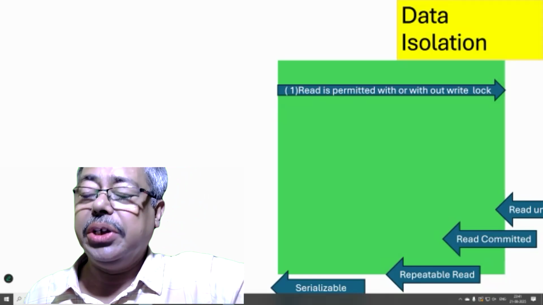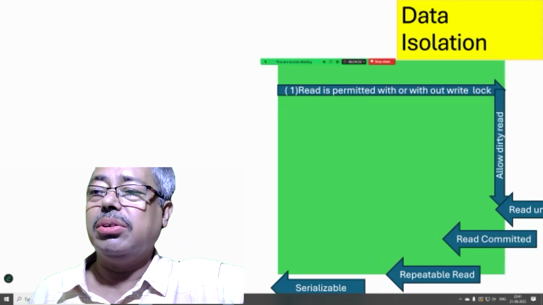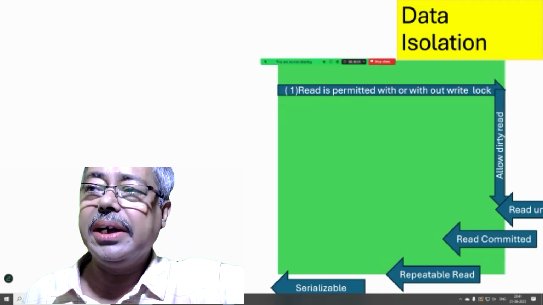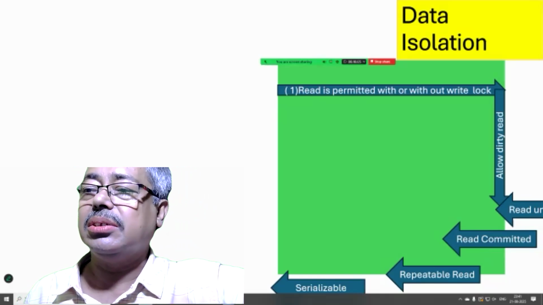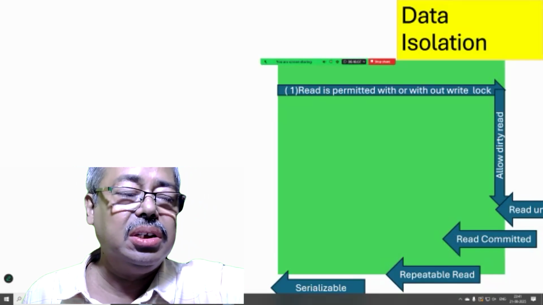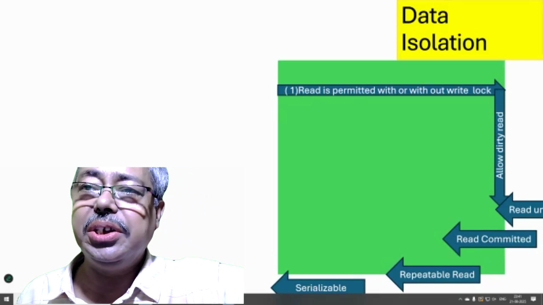So no specific read value, direct read value or dirty read value will be generated. It is uncommitted read. It is called uncommitted read.